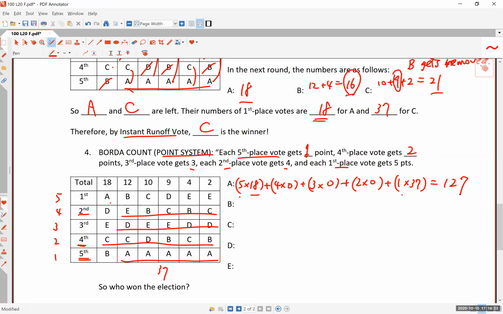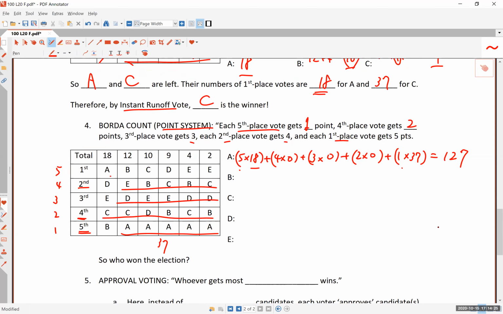All right, so before you start the next part of this lecture, I want you to calculate the total number of points each of these candidates will get, B, C, D, and E, okay? Do it, and the number of points will determine who the winner is. The candidate with the biggest number of total points is going to be the winner. Find out who wins and come back and watch the rest of this.